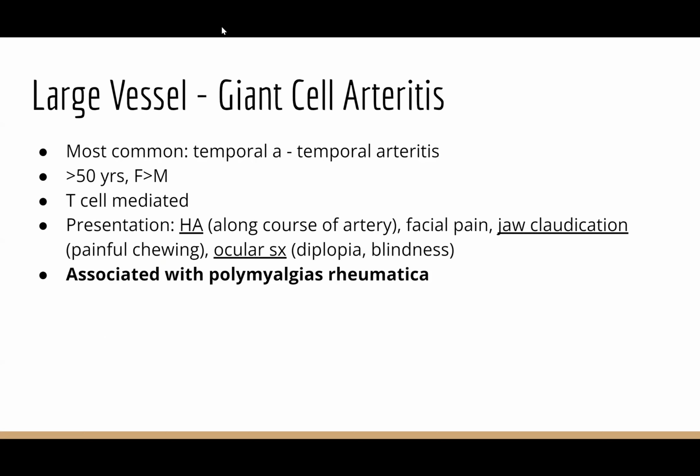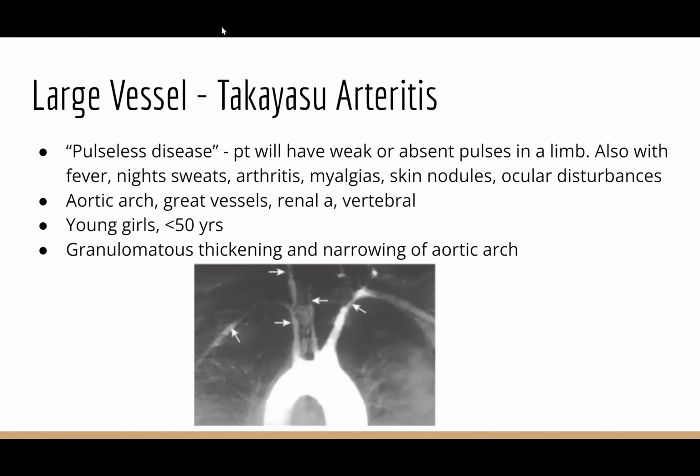Preponderance is over 50, females more than males. Sorry, women. And then this is going to be T cell mediated. And this is associated with polymyalgia rheumatica. Large vessel, again, Takayasu arteritis. So this is going to be a pulseless disease. The patient is going to come in with weak or absent pulses in the limb. So if you have a vignette that says that, that clues you in on, okay, this is Takayasu arteritis.